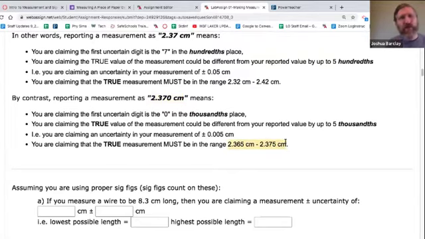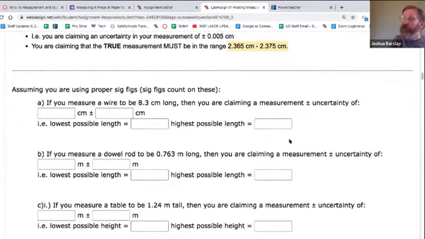How did I get those two numbers? Where did those two numbers come from? 2.365 and 2.375, by adding 5 thousandths and subtracting 5 thousandths from the original number, from your measurement. This was your original measurement. When you write down that 0 right there in the thousandths place, you're saying, I'm guaranteeing that my number is between these two values. So let's go ahead and try a couple more of these.